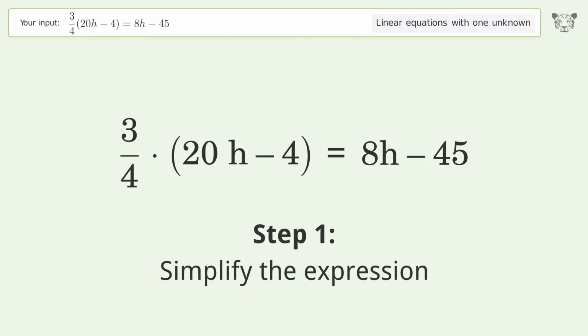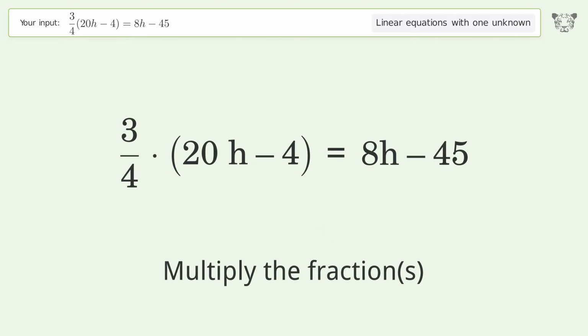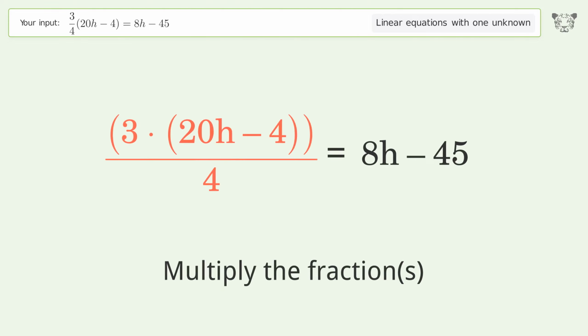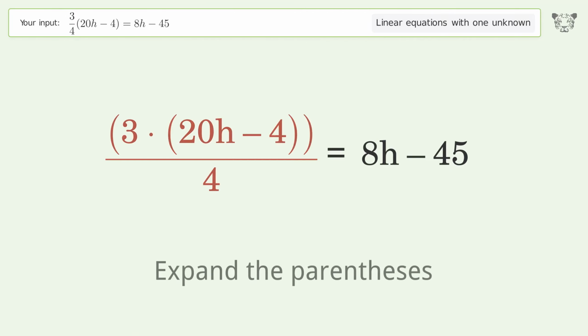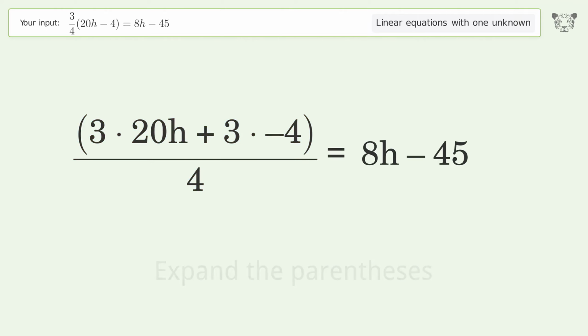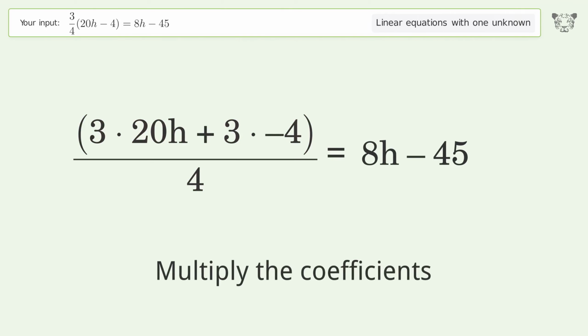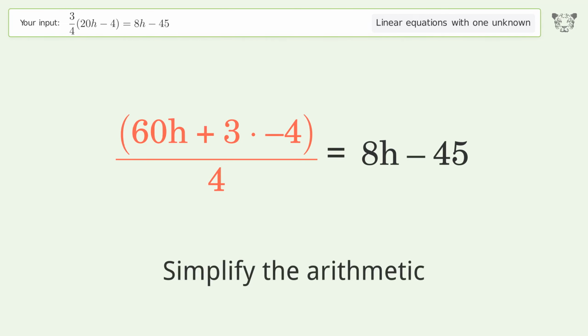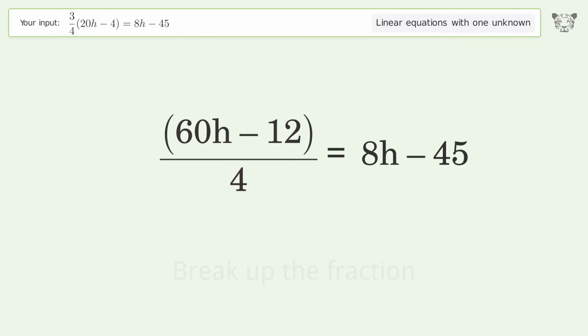Simplify the expression. Multiply the fractions. Expand the parentheses. Multiply the coefficients. Simplify the arithmetic. Break up the fraction.